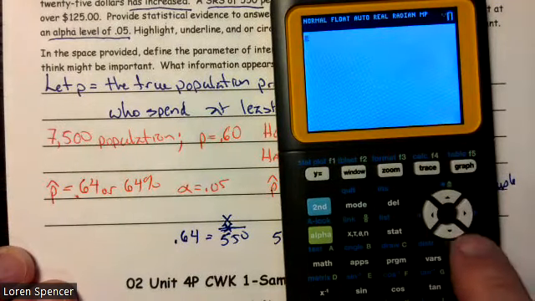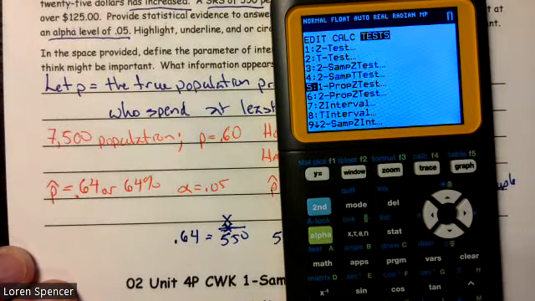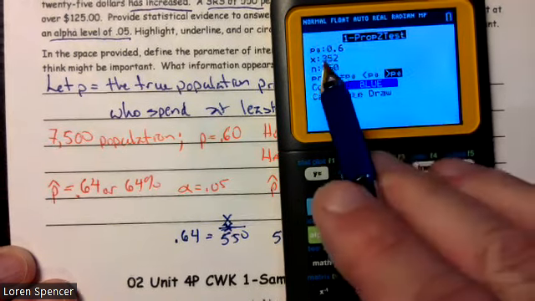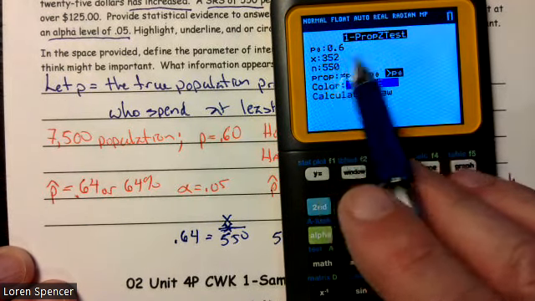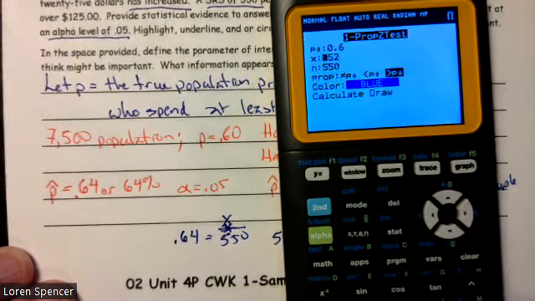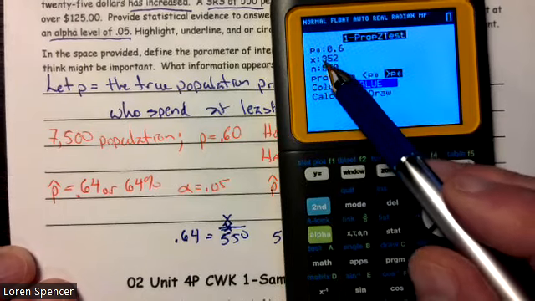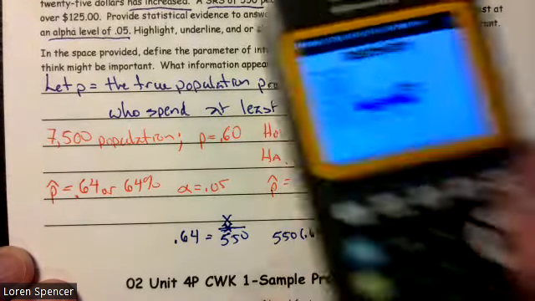Now, I'll tell you this, if I'd gone to run the test, stat test, one proportion z test, it asked for p hat, or it asked for the population proportion, which is 0.6. It asked for x, and they didn't give me that, so I can go 0.64 times 550. And if it's a whole number, we're good to go. x and n must always be whole numbers.